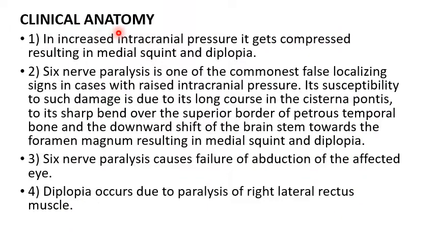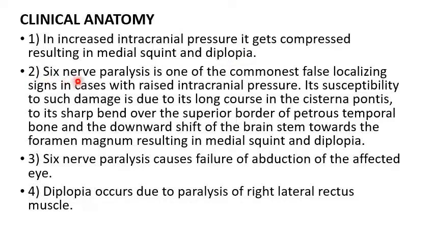Now, clinical anatomy. Number 1. In increased intracranial pressure, the abducens nerve gets compressed, resulting in medial squint and diplopia. Medial squint means the eyeball deviates to the medial side because of the paralysis of the lateral rectus muscle, and diplopia is nothing but double vision.